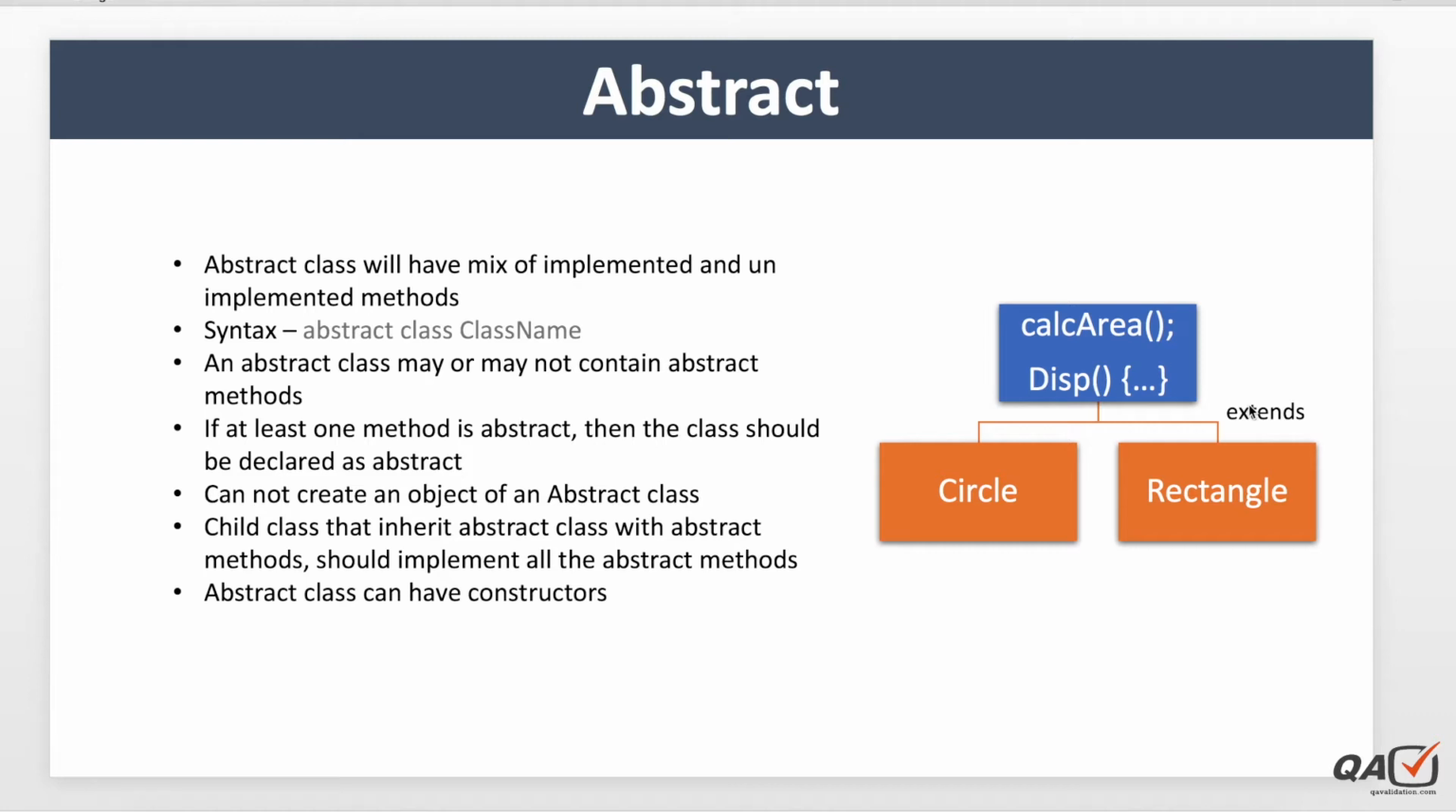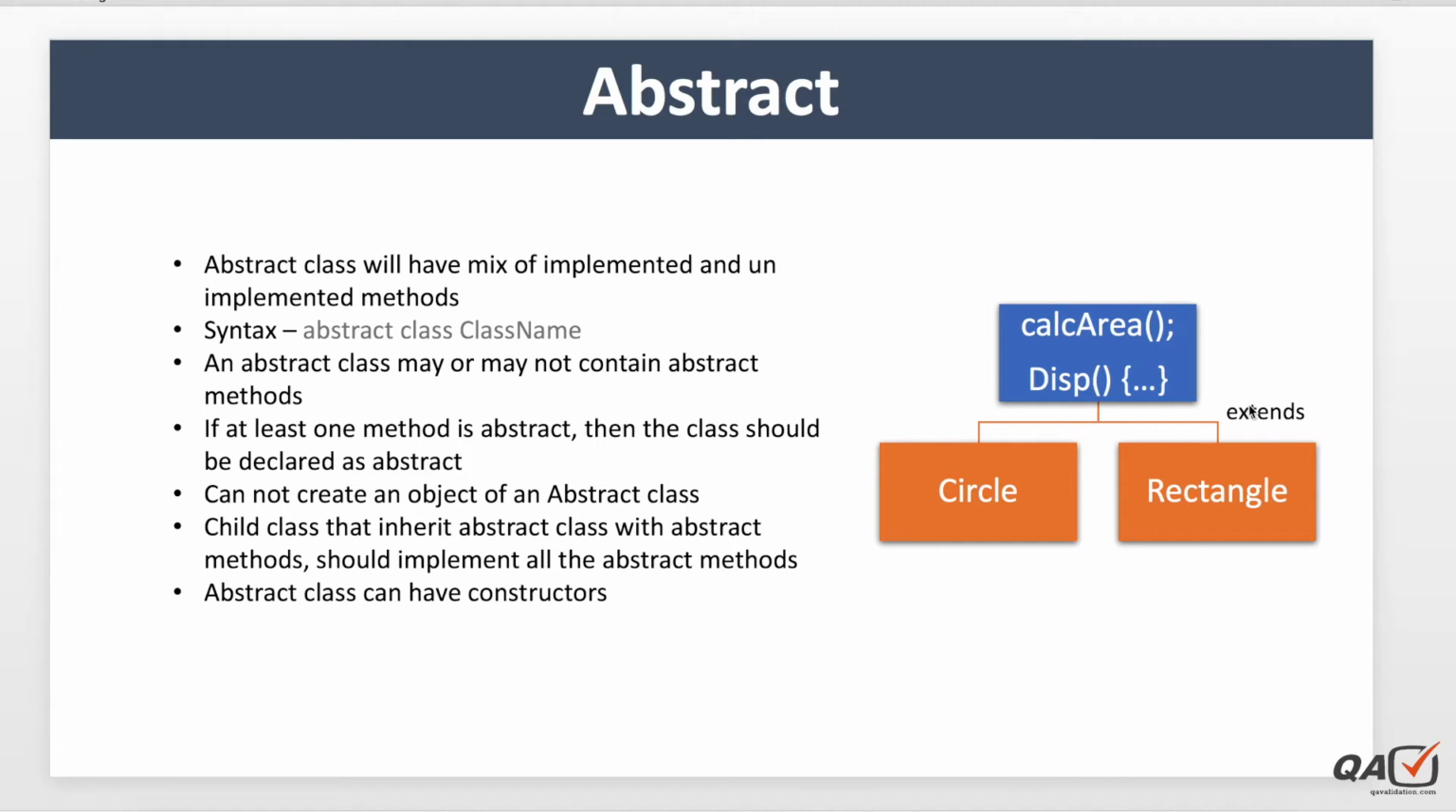Now the next point: you cannot create an object of an abstract class. It means that you cannot create an object like we used to do, right? Class cl equal to new class. For an abstract class you can't do that, because it can have unimplemented methods. That's why you cannot create an object of it.